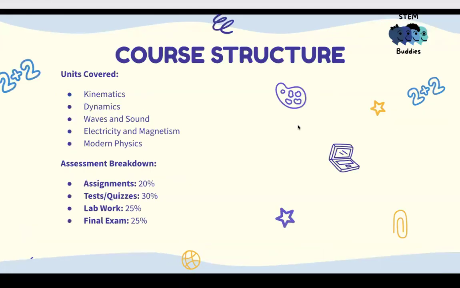So the course structure kind of looks like this. You'll basically have these types of units: kinematics, dynamics, waves and sound, electricity and magnetism, and modern physics. Depending on your teacher, you might have them in different orders, but kinematics and dynamics are definitely the first two you're going to have. And then modern physics might be touched on and might not.